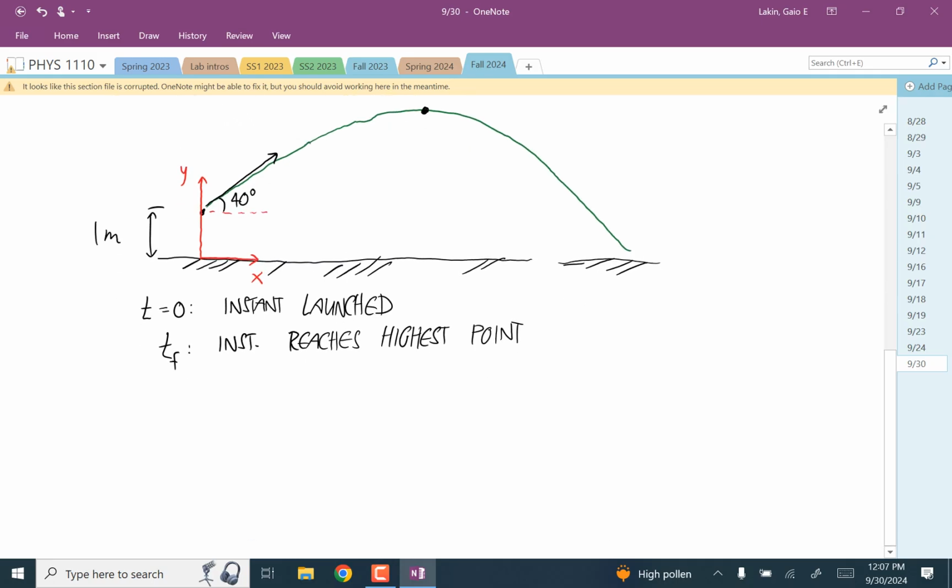And now we can start listing out what variables we know and what we're looking for. Do we know what the stopwatch says when it gets to the highest point? No. Do we know the acceleration? In free fall, we always know that. If your y-axis is up, which I always do, then it's going to be 0 for x, negative 9.81 for y.